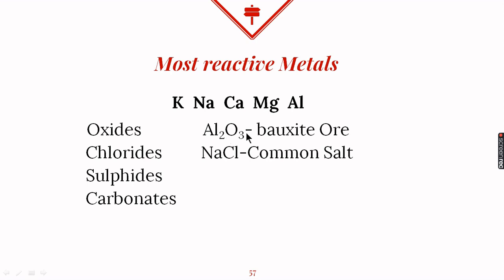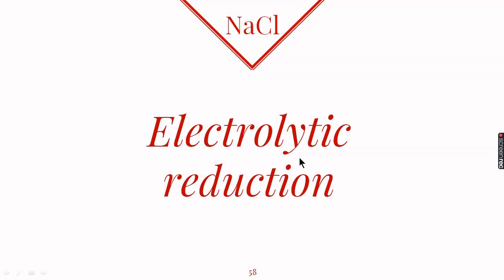But here we cannot use a reducing agent for the reduction of these oxides. For example, if I try reducing aluminium oxide using carbon, aluminium will not leave oxygen to form a bond with carbon because it has more affinity for oxygen than for carbon. So its reduction cannot be done using a reducing agent. Therefore, for reducing compounds like oxides or chlorides of the most reactive metals, we use the process of electrolysis. Therefore, this is called electrolytic reduction.